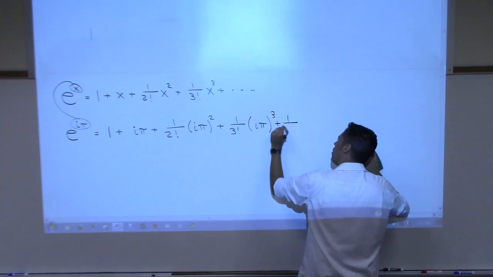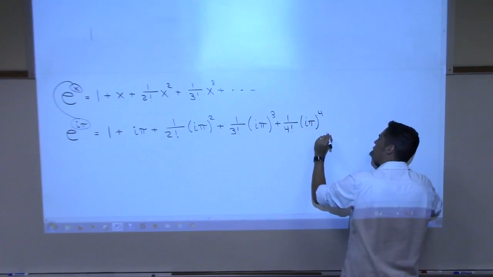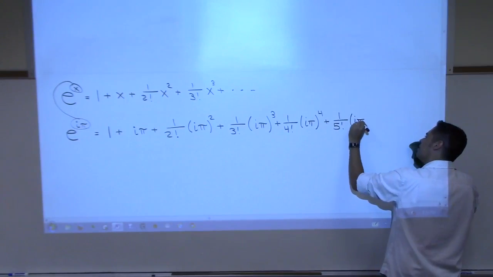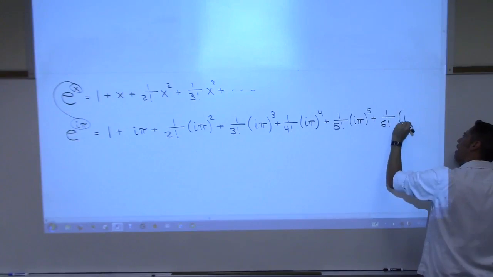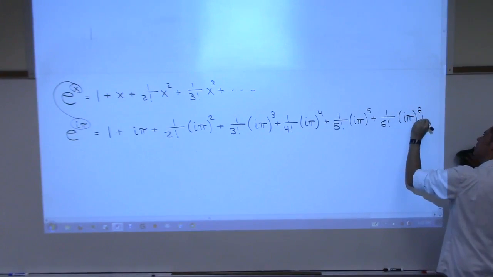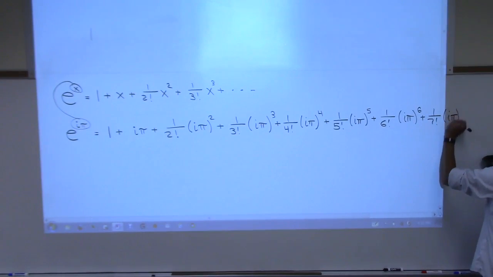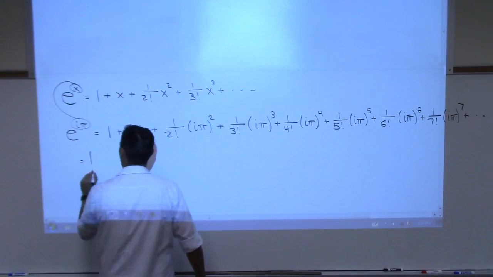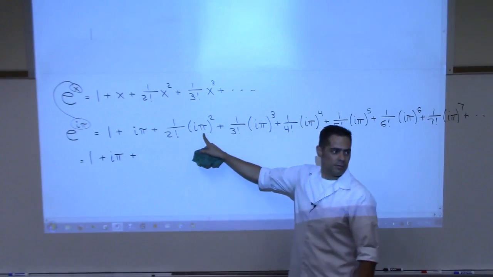I'm going to keep going. 1 over 4 factorial i pi to the 4th. I need to go about 3 more. 1 over 5 factorial i pi to the 5th, 1 over 6 factorial i pi to the 6th. One more. 1 over 7 factorial i pi to the 7th plus dot, dot, dot. Equals 1 plus i pi plus, let's go ahead and square this.